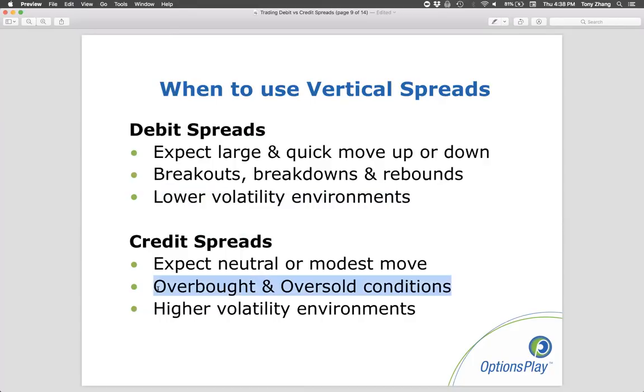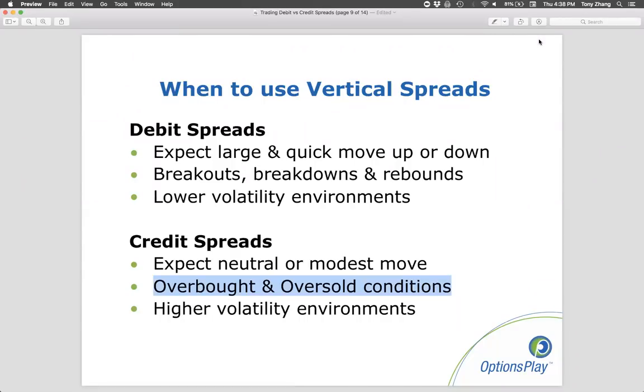So if you use MACD, RSI, stochastics, please type them into the chat window. I'm curious as to what type of indicators you guys use. You know, if you use stochastics or MACD or RSI, please type them into the chat window, because these are the types of indicators that are really good for credit spread traders.